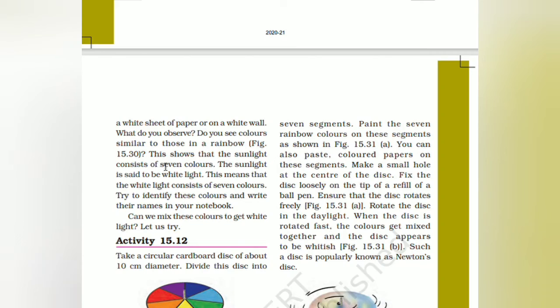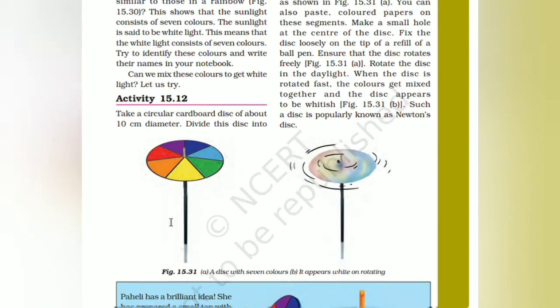This shows that sunlight consists of 7 colors. And sunlight is said to be what? It is said to be white light. White light consists of 7 colors, and try to identify the colors and write their names.